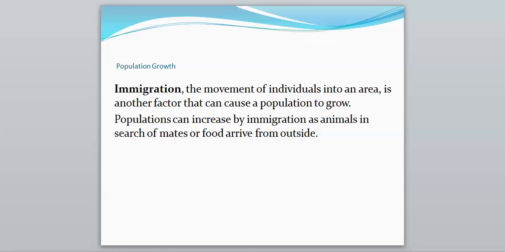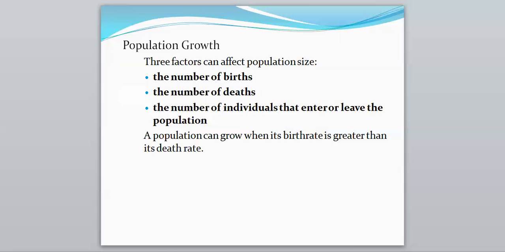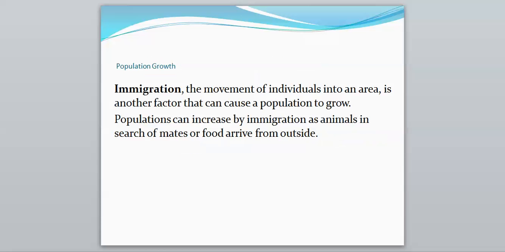And to go along with the last one we just mentioned, the number of individuals that enter or leave the population, a word that describes movement of individuals into an area is known as immigration. So this is always a hot topic issue right now in the news. So immigration is the movement of individuals into an area. Again, it's just another factor that can cause a population to grow.